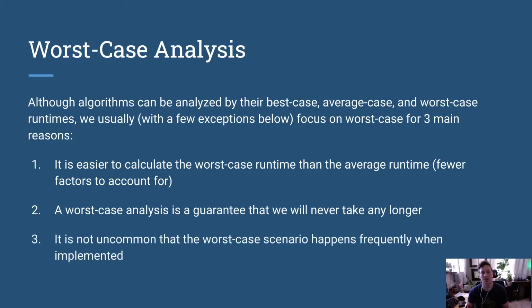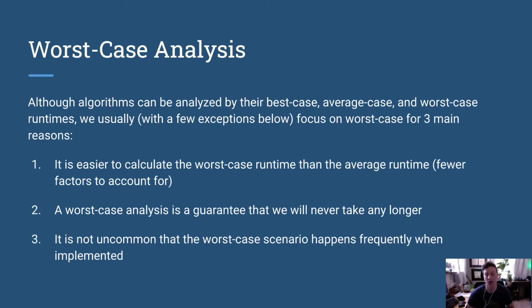And then the third point is that it's actually not uncommon that the worst case scenario happens frequently. Okay, a lot of the times, not always, but a lot of the times, our worst case scenario is going to be pretty close to our average case. Now, there are some algorithms where your worst case scenario, like quicksort, for example, that we're not going to cover today, but I'll briefly mention it.